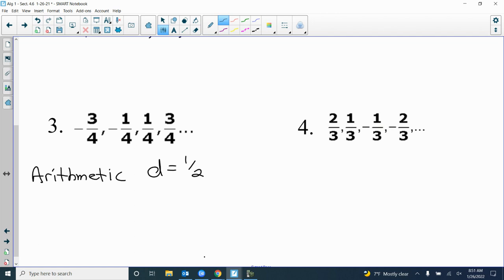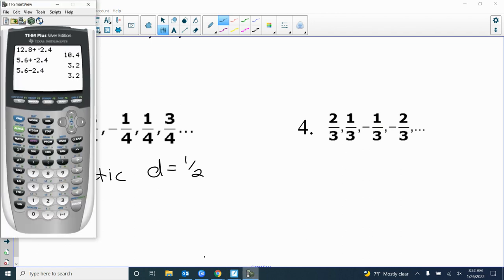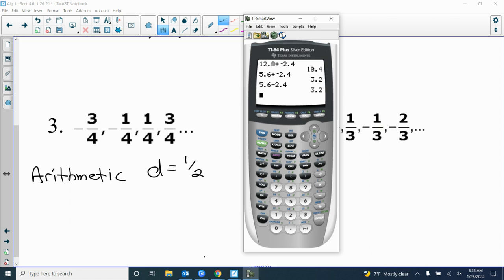Now here's how you get this. If you're looking at this and you can't tell, you subtract the terms. What is 3/4 minus 1/4? You can put it in as a fraction on yours. It'll give me 0.5. And then I got to do 1/4 minus negative 1/4, which gives me 0.5. And then negative 1/4 minus negative 3/4 gives me 0.5. That is my d value.